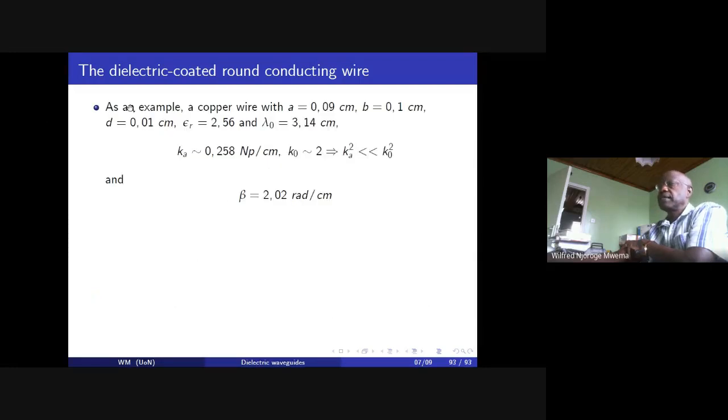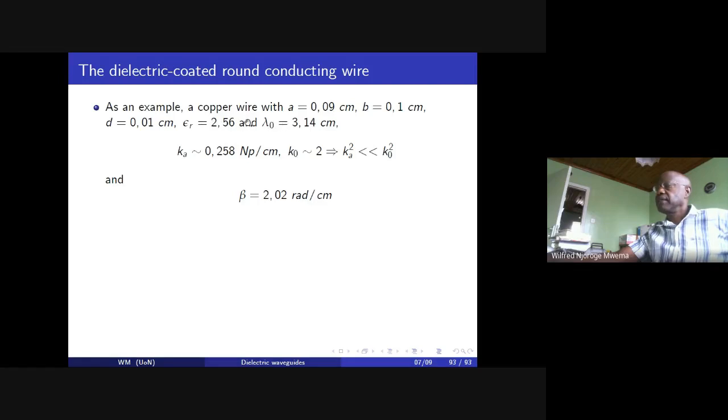And as an example, we can have a copper wire, the usual copper wire, with a equal to 0.09. I don't know, this one is about 0.9 millimeter. That's a large copper wire for wide power. And b is about 0.1 centimeter, and d is going to be 0.01 centimeter. So epsilon r is going to be given by 2.56.